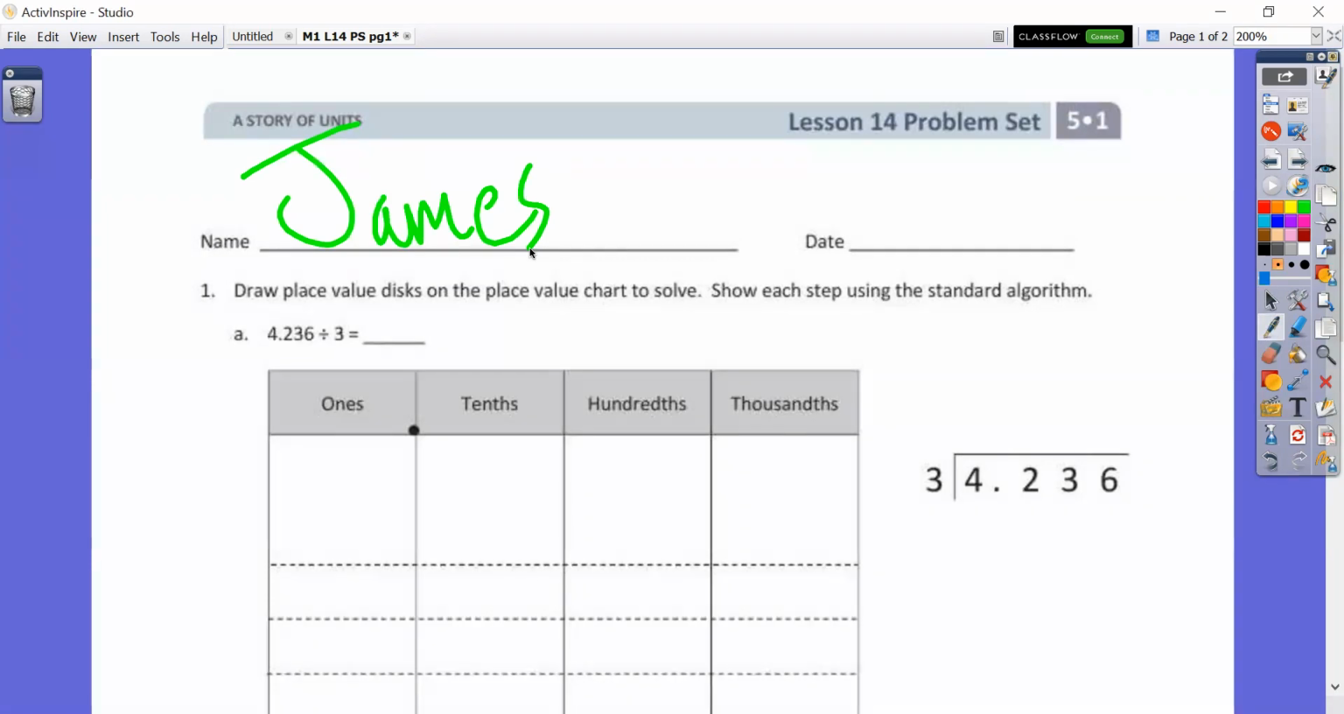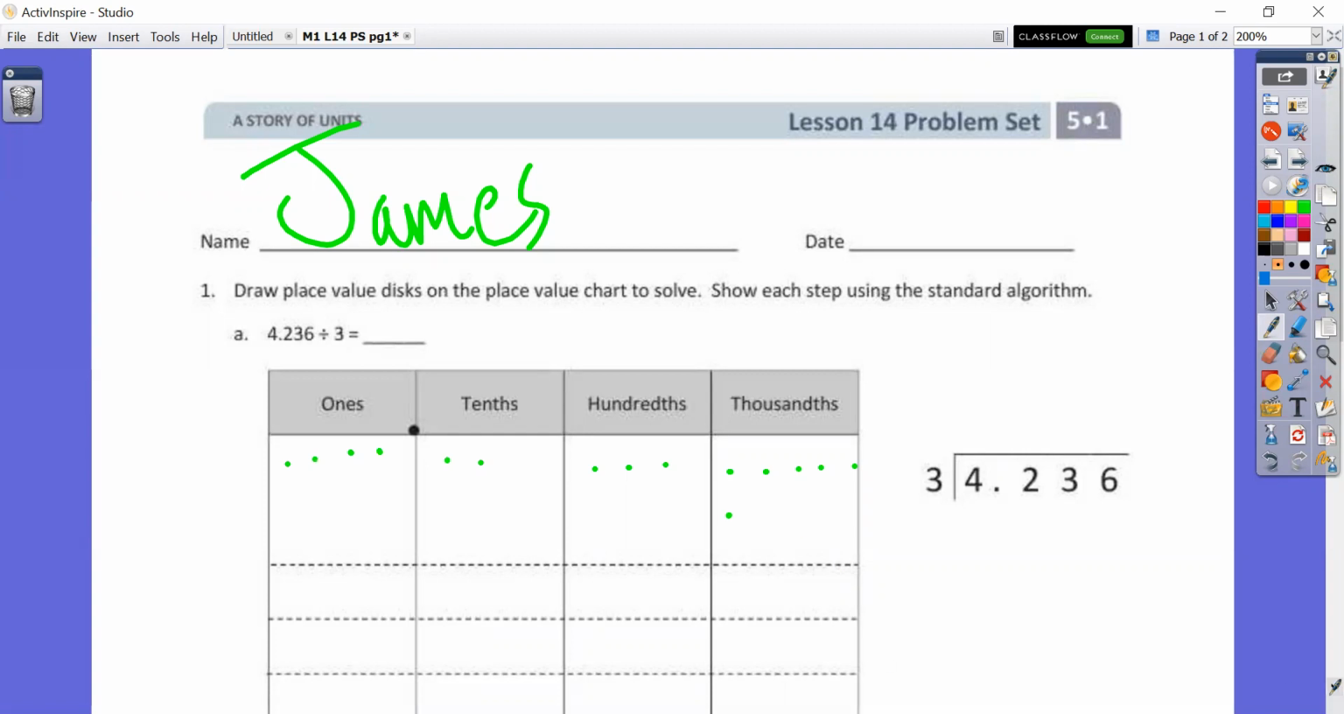And let's go ahead and read the directions so we know what to do. It says draw place value disks on the place value chart to solve, and then show each step using the standard algorithm. So the first thing we need to do is take our dividend and represent that in the place value chart. So we have 4 ones, 1, 2, 3, 4. We have 2 tenths, 3 hundredths, and 6 thousandths. Again, do yourself a favor by organizing your number disks in groups or in rows of 5. That way you can easily work with them.